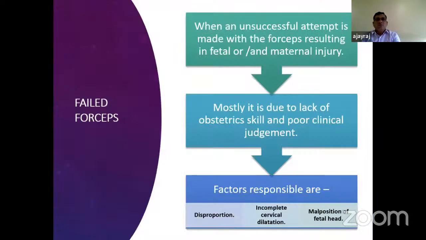Failed forceps: when an unsuccessful attempt is made with the forceps, resulting in fetal and or maternal injury, it is mostly due to lack of obstetric skill and poor clinical judgment, and not due to the instrument. Factors responsible for failed forceps are disproportion, that is speeding, incomplete cervical dilatation, and malposition of the fetal head.